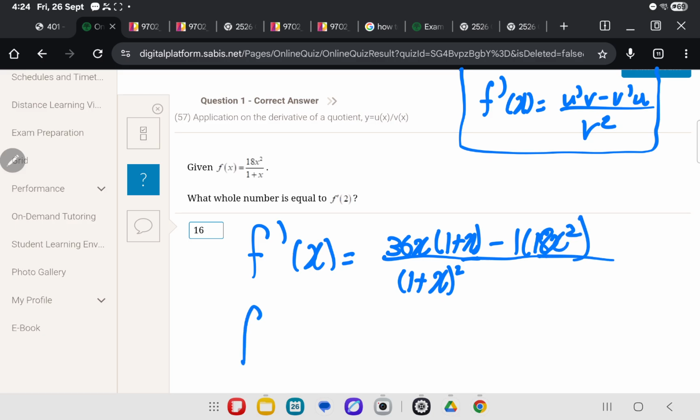This is my derivative. Now, because it's a computer multiple choice part, I can stop here and substitute 2. I'm not going to simplify this. I can if I wanted to. I would expand this into 1 plus x, and then subtract 36x squared minus 18x squared, and then I'd get the finalized derivative. That's totally fine if you want to do it.